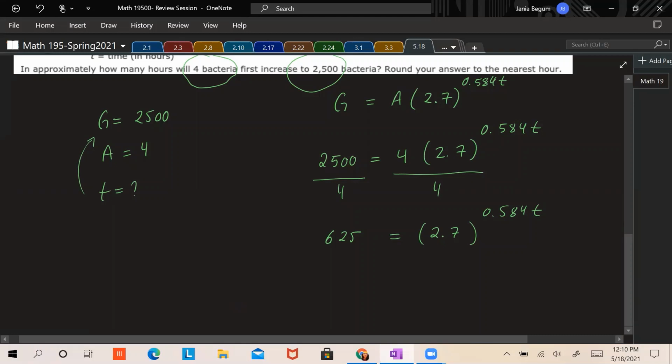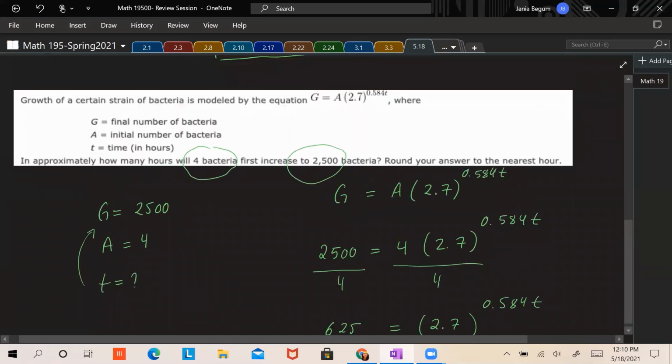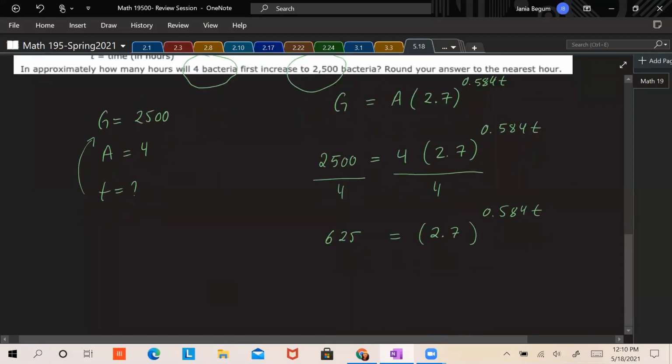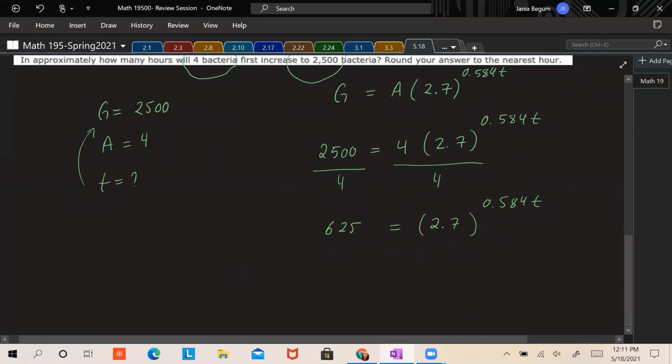Can you do ln? So we could do ln, or we could just use log base 10. Now, because this question doesn't involve e, you could use ln. Yeah, right. It's not a big deal. We could use ln, or we could just use common log. I'm going to use common log, but no big deal. So let's do log of 625 is equal to log of 2.7 to the power 0.584 t. Now, if you use ln, your answer is just going to be off by a tiny decimal, which does not affect our final answer. So it's okay to use ln.